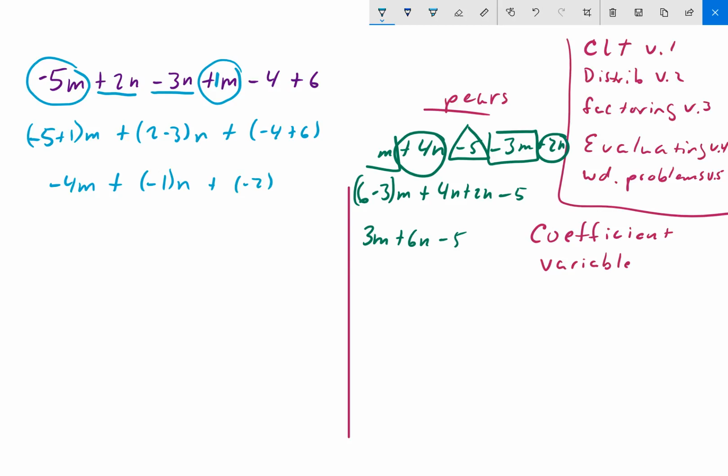Well, this looks a little funny. Because adding a negative is the same as subtracting, I'm going to clean this up. Adding a negative is the same as subtracting. So I'm going to make this as this.